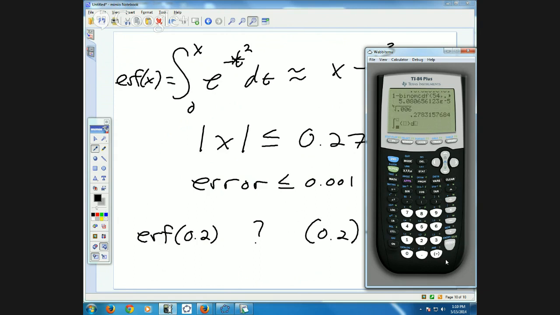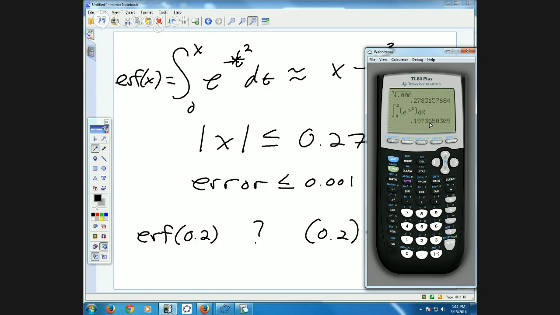Oh, check that out! So I want to go from 0 to 0.2. And then here, I have e to the power negative x squared, dx. Did I get that right? Exactly right. So according to the calculator, the error function of 0.2 is 0.197.